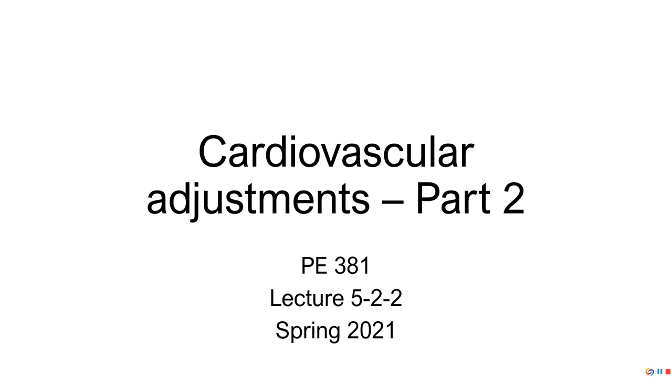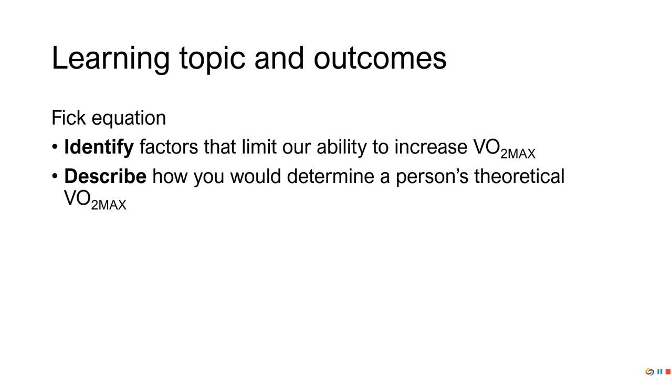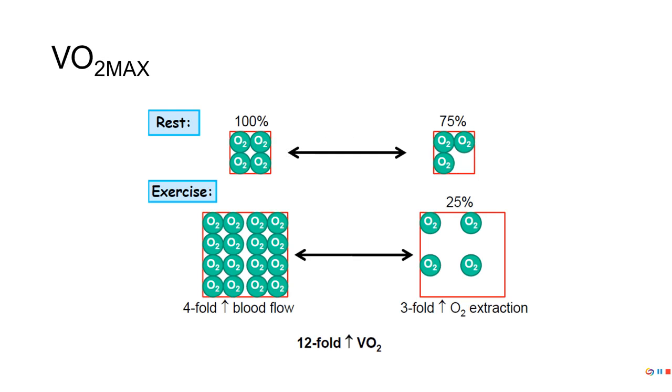So here we go. We're talking about cardiovascular adjustments to exercise, and here are a couple of things we're going to talk about. Really, we're going to focus on VO2 max here. If you remember, VO2 max is the body's ability to maximally take in oxygen. In other words, how much oxygen can your body take in and use? This is different from the amount of oxygen that comes into your body. It's how much your body is actually using.